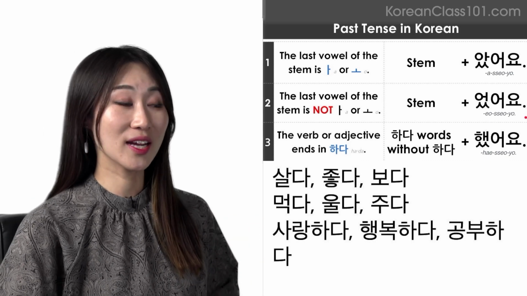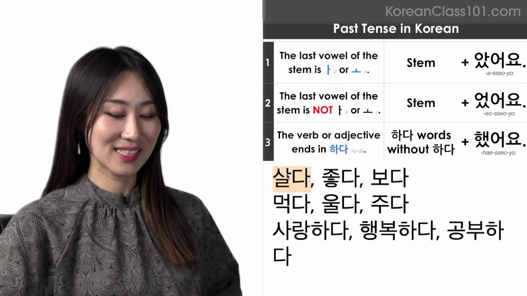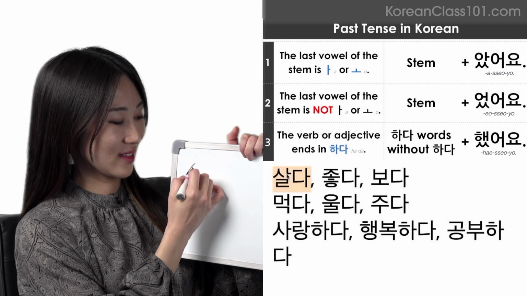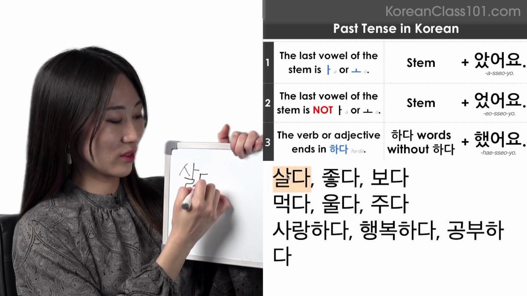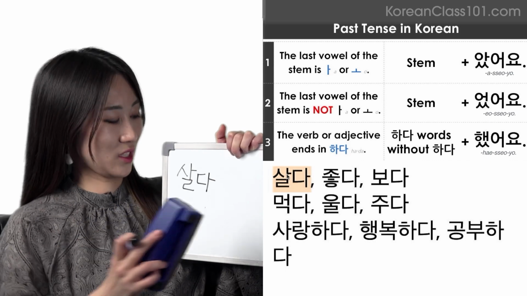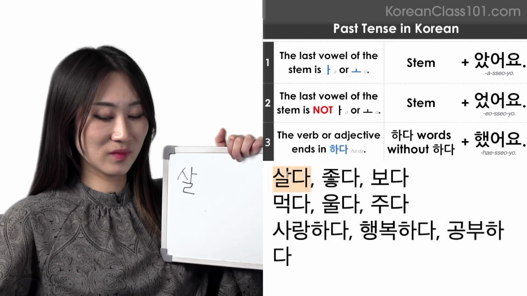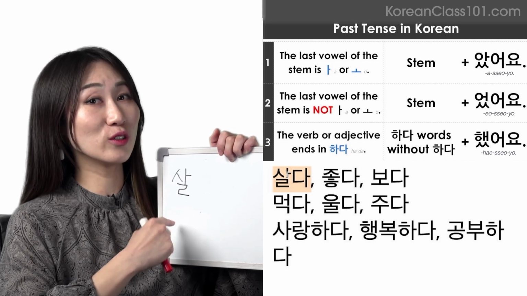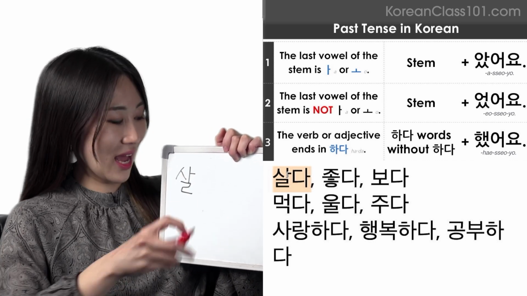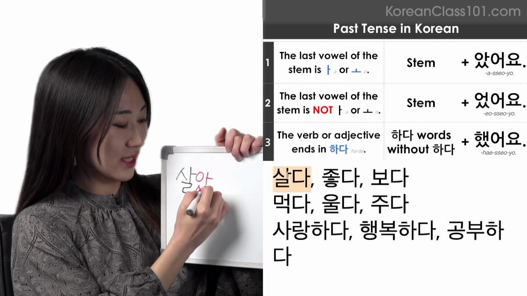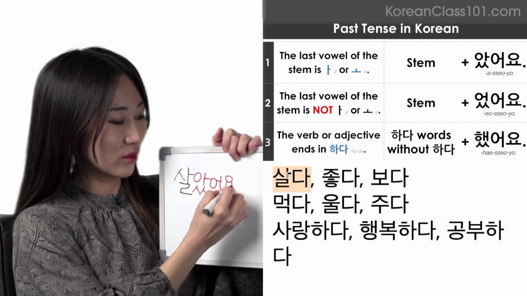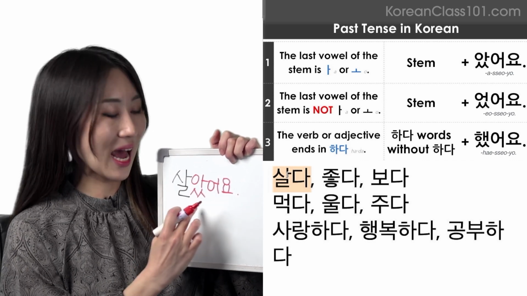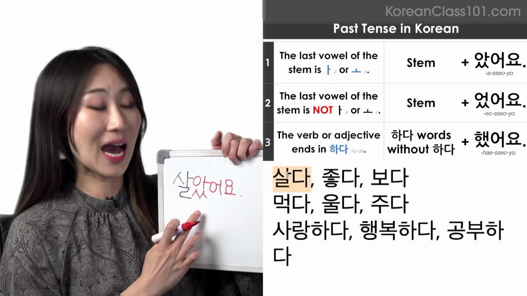So let's practice together. Now, 살다. 살다, to live. Now I want to say I lived someplace. I lived in Korea before. So 살, it does include the 아 sound. So I'm using 았어요. 살았어요. As in 한국에 살았어요. It means I lived in Korea. 살았어요. Because it includes the 아 sound here, right?